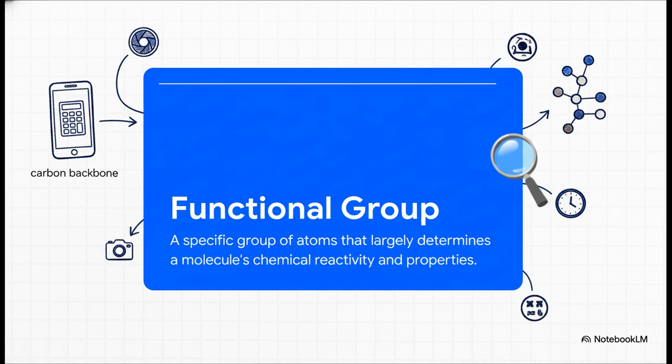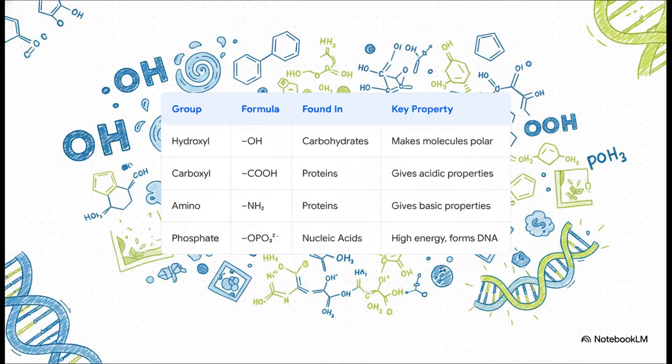A great way to think about it is like this. The carbon backbone is a smartphone. Pretty boring on its own, right? Well, functional groups are like the apps you download. You add one app, it becomes a calculator. You add another, it becomes a camera. Same phone, totally different functions. Let's check out a few of these key apps.